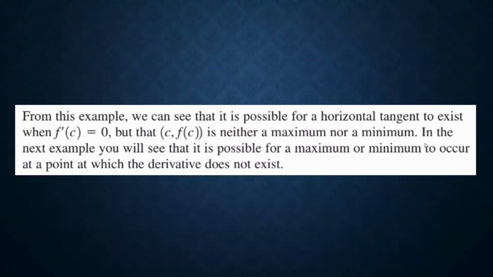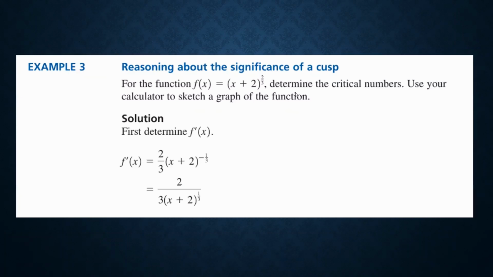So what we learned from this example is that it is possible for a horizontal tangent to exist when the derivative equals 0, but this point is neither a maximum nor a minimum, right? In the next example, you will see that it is possible for a maximum or minimum to occur at a point at which the derivative does not exist. Let's take a look at this example.